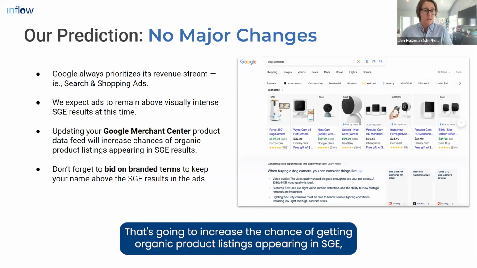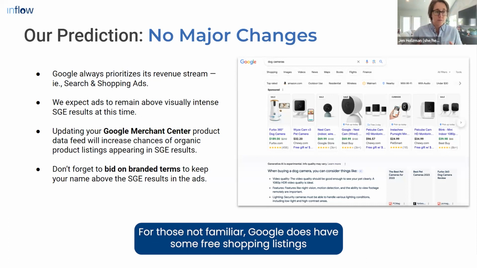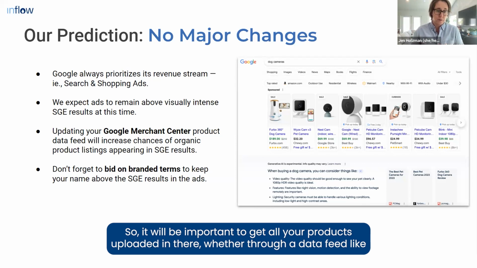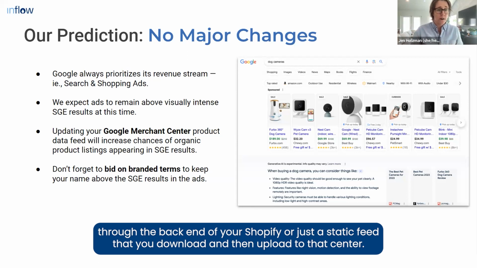That's going to increase the chance of getting organic product listings appearing in SGE if they end up putting those organic listings in there. For those not familiar, Google does have some free shopping listings that are generated through the Google Merchant Center, and you can track those in there. So it will be important to get all your products uploaded in there, whether through a data feed like through the back end of your Shopify, or just a static feed that you download and then upload to that center.